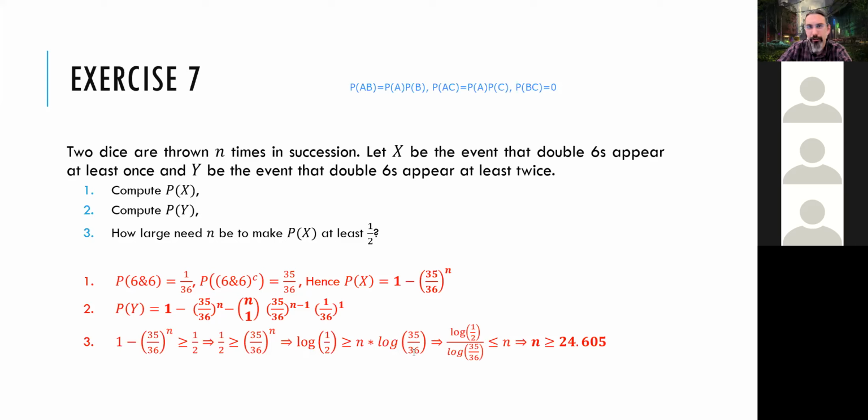Log(35/36). 35/36 is what? Less than 1, right? So this value will be what? Negative, exactly. So that's why when you're moving this one here, this sign will change. Most of the students that have tried this logarithm way have failed to notice this sign change, so they have lost some marks here. But this is an important part of mathematics, so you have to make sure that you do not miss stuff like that. So from here, we can see that n is greater than 24.6. So we should do at least 25 experiments to make sure that we are getting a probability of at least 1/2.